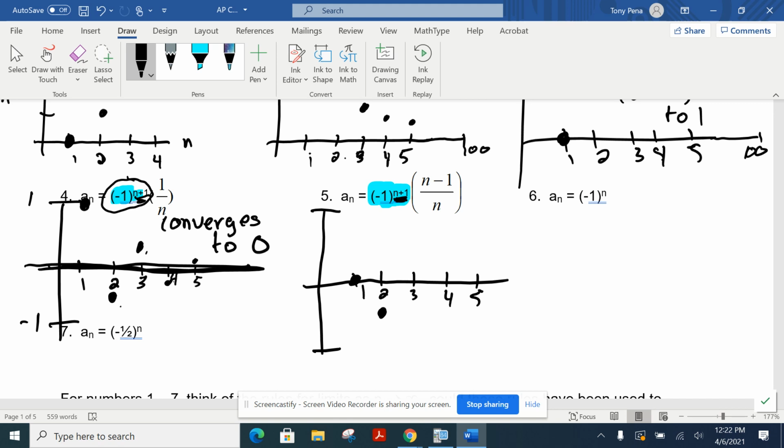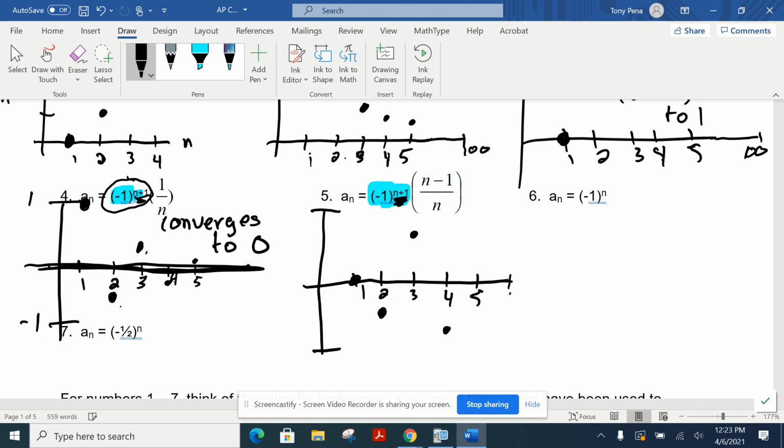If I plug in a 3, that makes an even exponent, so we're going to be positive, and then I'd get 2 on top, 3 on the bottom, so positive 2/3. If I throw in the 4, I get an odd exponent, so we'll be negative, and then I get 3 over 4, so now I'm at a -3/4.